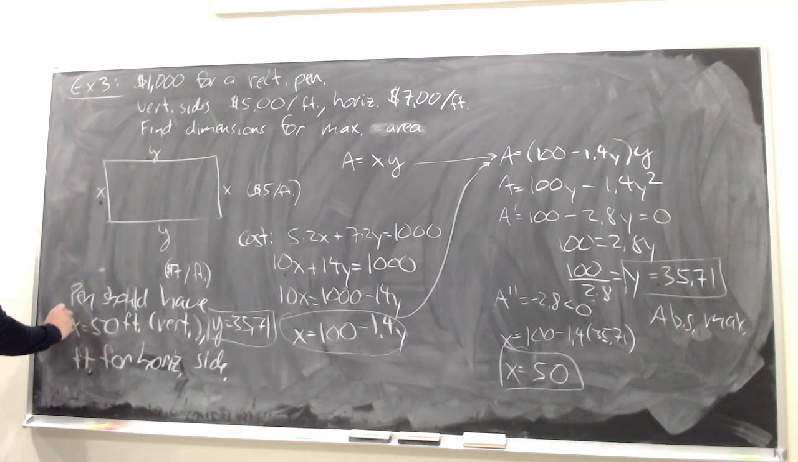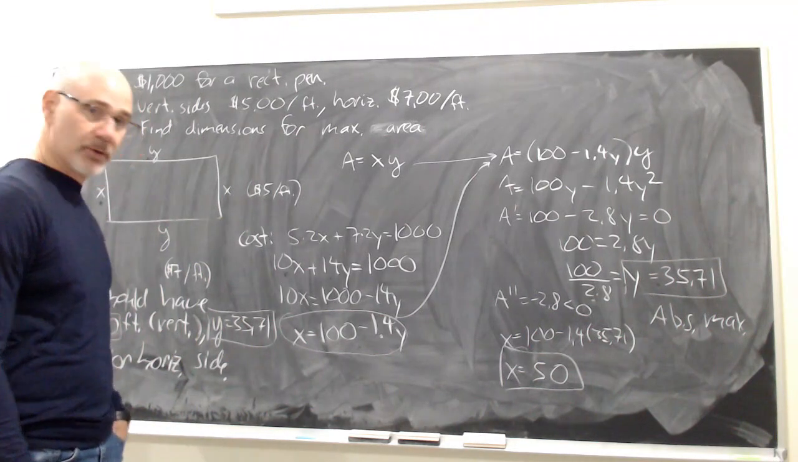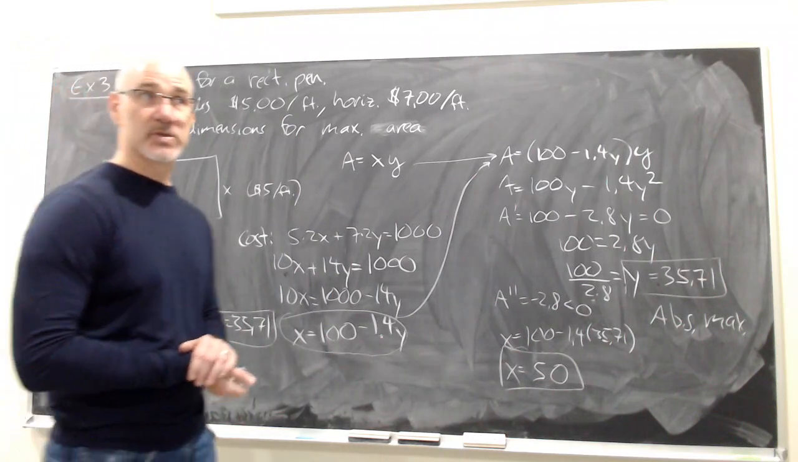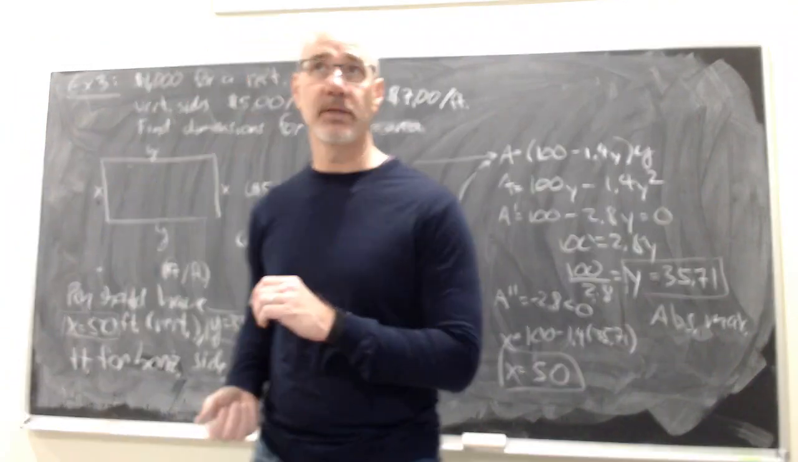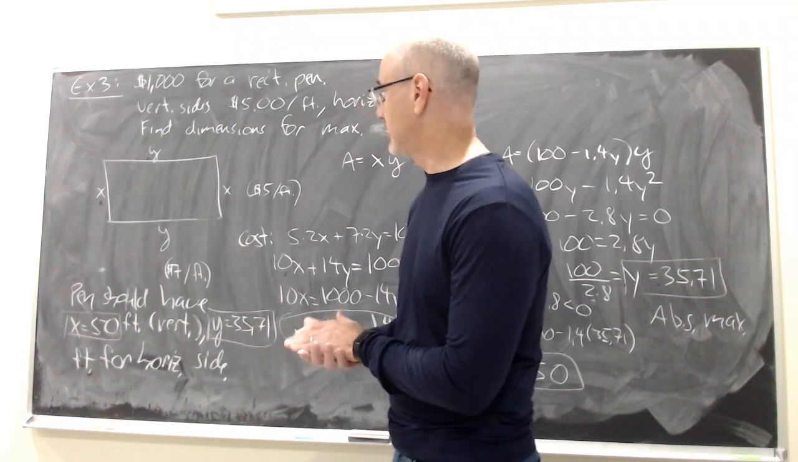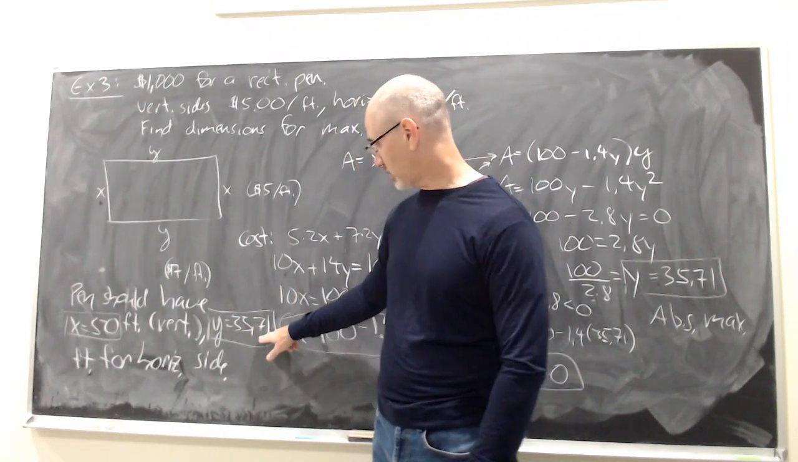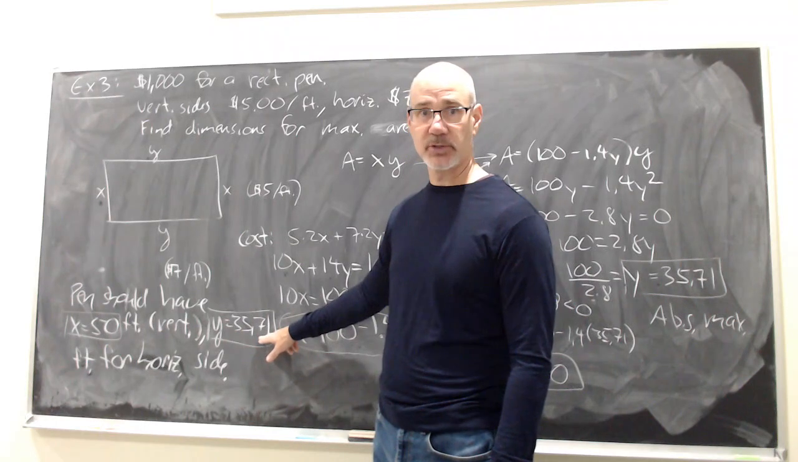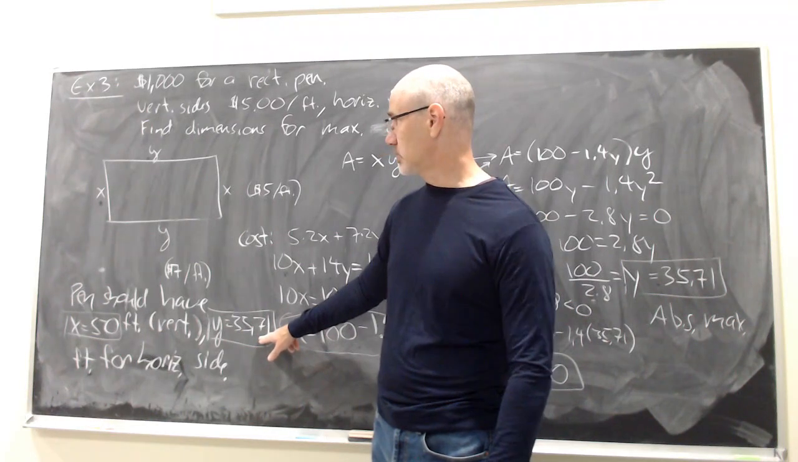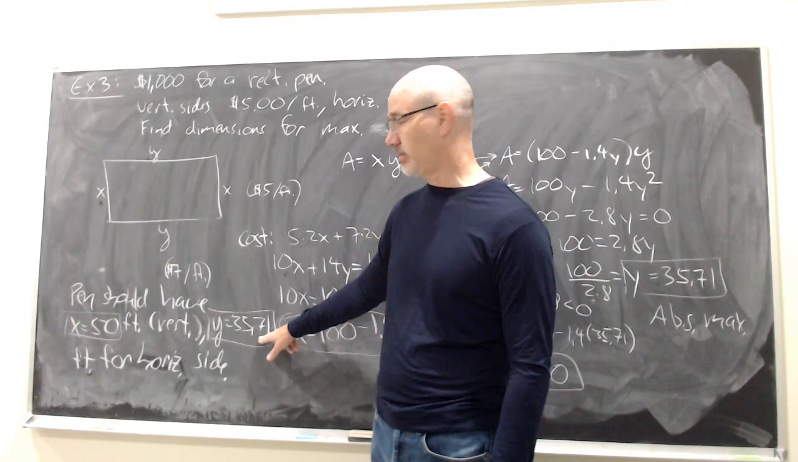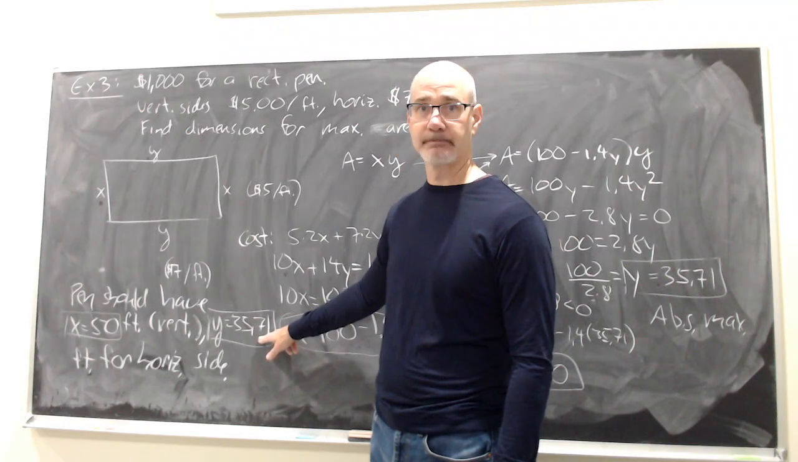All right, so those are my dimensions. Notice that this does make some sense in the context as well. The y dimension is more expensive than the x dimension, and so we have a smaller y dimension than we do an x dimension. We use less of the expensive fencing and more of the less expensive fencing.